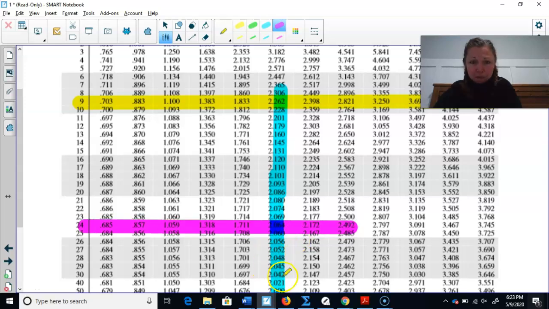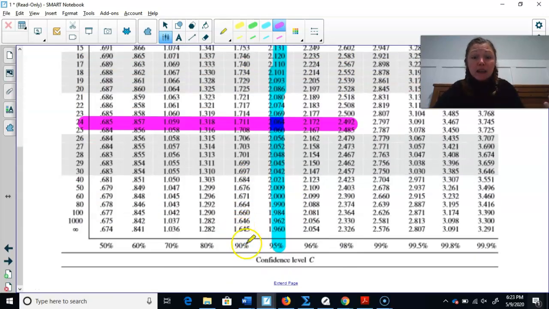And this time, right? This time I don't have 95%, I have 90. So I go to the 90, I scroll up, I see where it intersects. Oh, it intersects right there where it's all dark and we can't see it. So I'm going to undo it. And you can see right here, it is at 1.711.